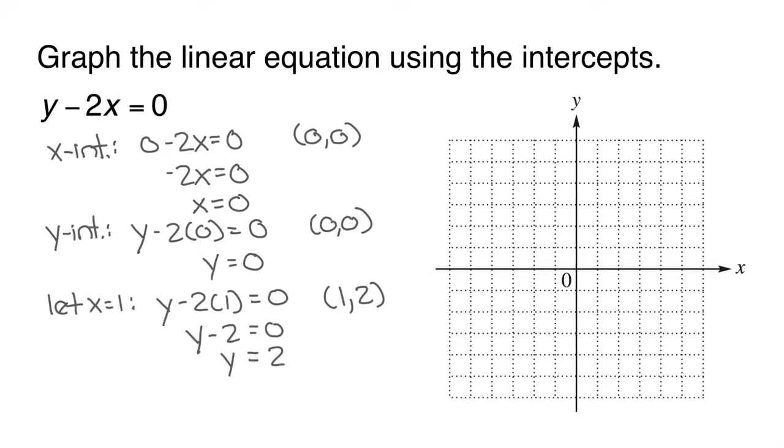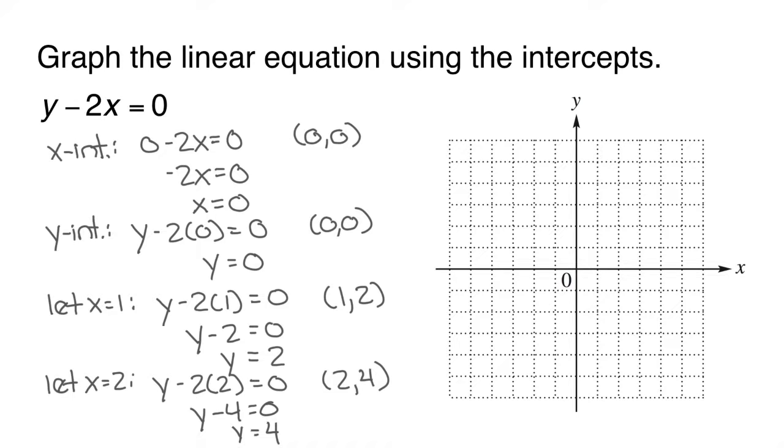Let's find one additional point. Now let's let x equal 2. When x is 2, we have y minus 2 times 2 equals 0, which is y minus 4 equals 0. And when we add 4 to both sides, we get y equals 4. And thus we have the point (2, 4).